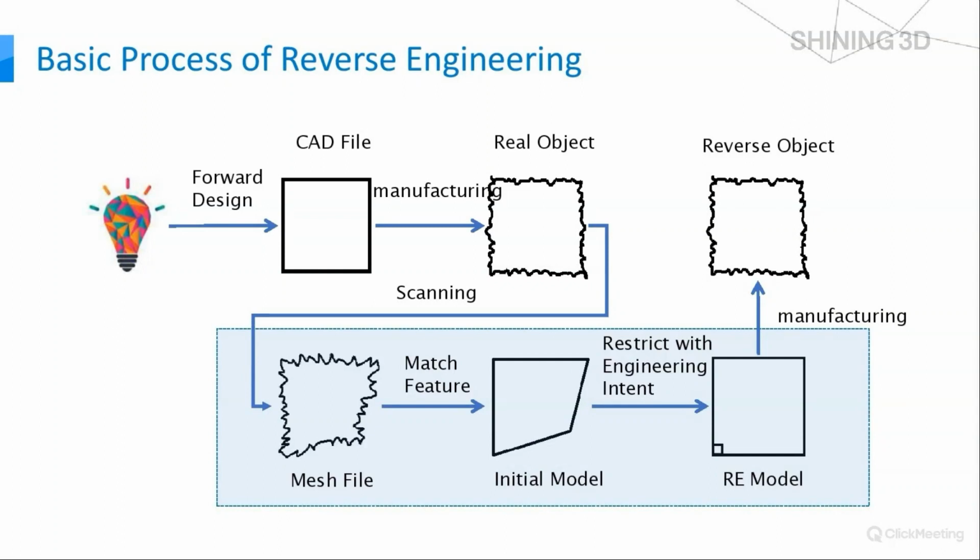So the next step is to constrain all the features with engineering intent. And this step is why reverse engineering is a little bit hard if you don't have an engineering background, because you have to guess how this model was initially designed by someone else. For example, let's say we scanned your cell phone, okay? Most cell phones today are just a box, okay?